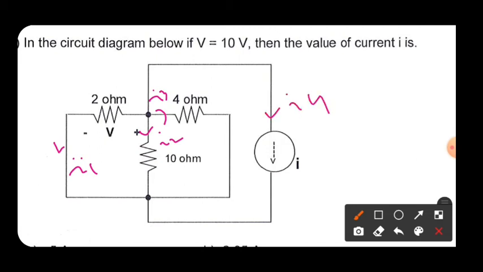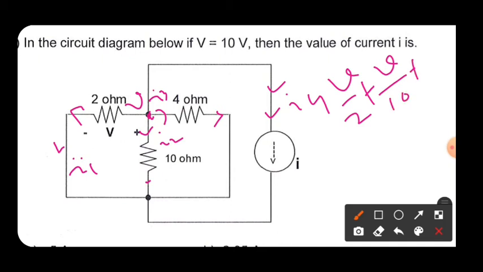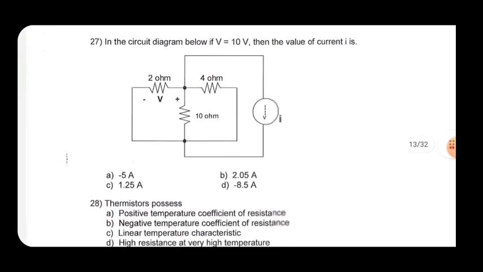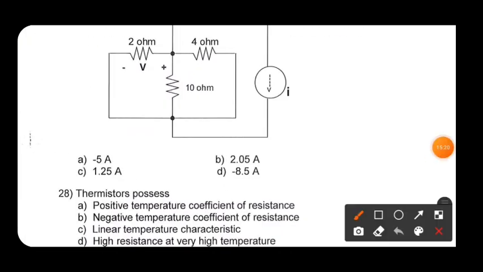So all the current directions are downward. If this is taken as your V, then by putting in KCL, you will get V/2 + V/10 + V/4 + I = 0. By simply applying the values, and you already know V is 10, you can find the value of I. This will be -8.5 ampere. Just try it, friend.